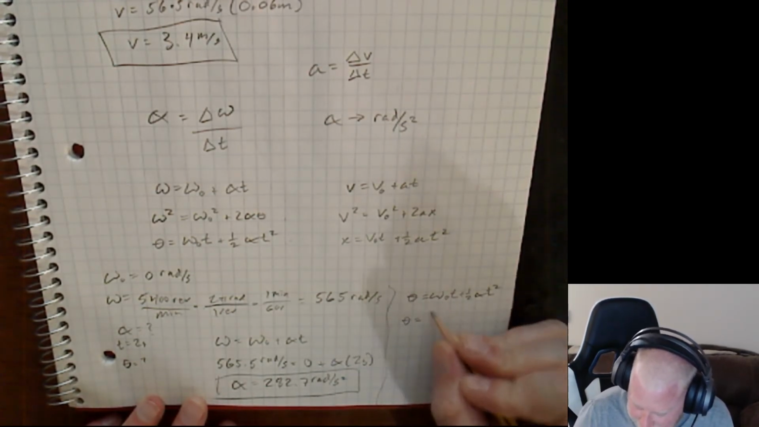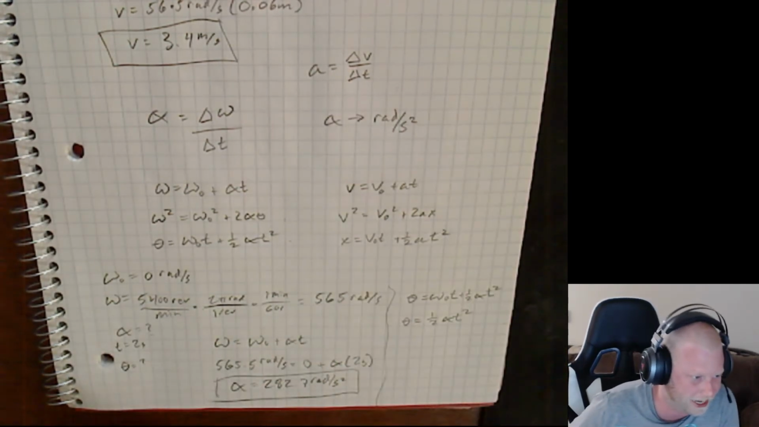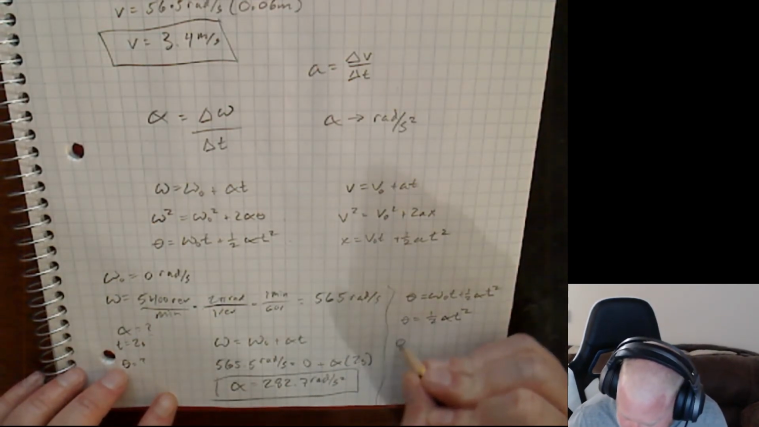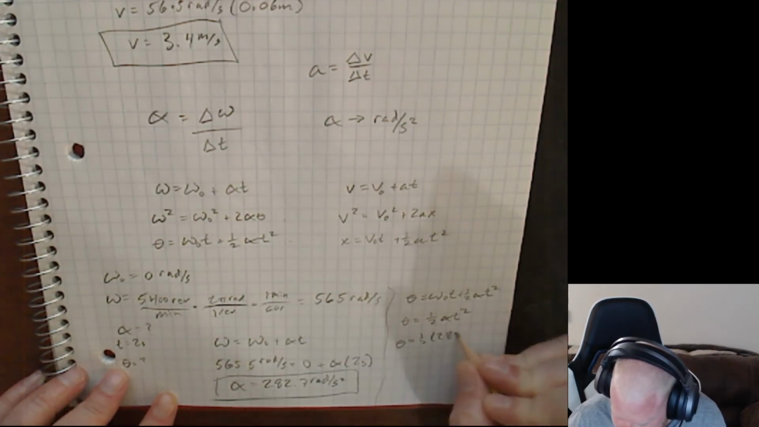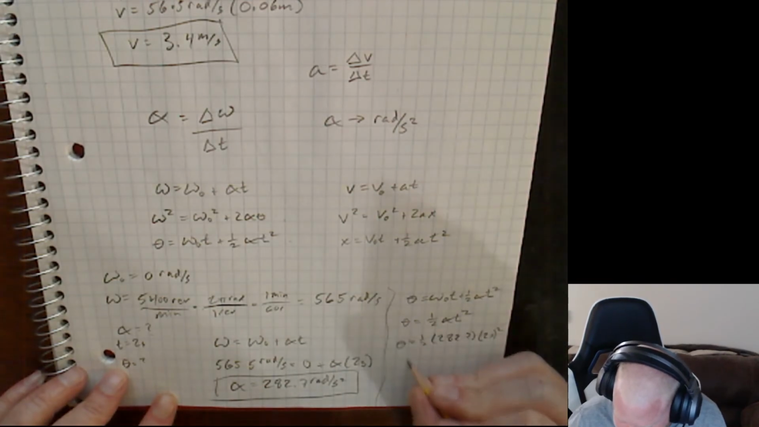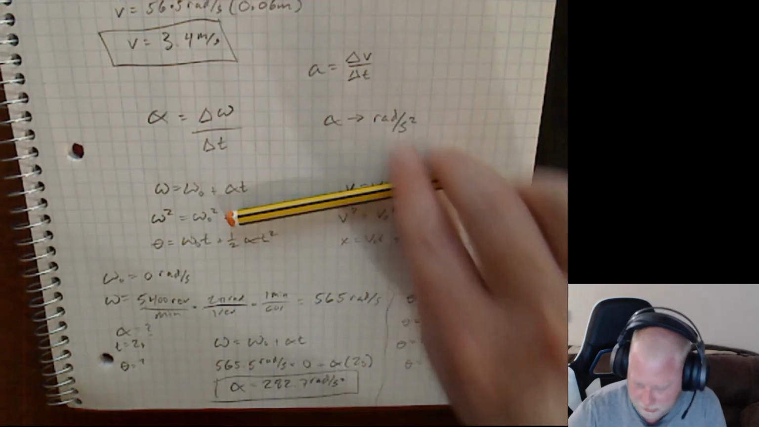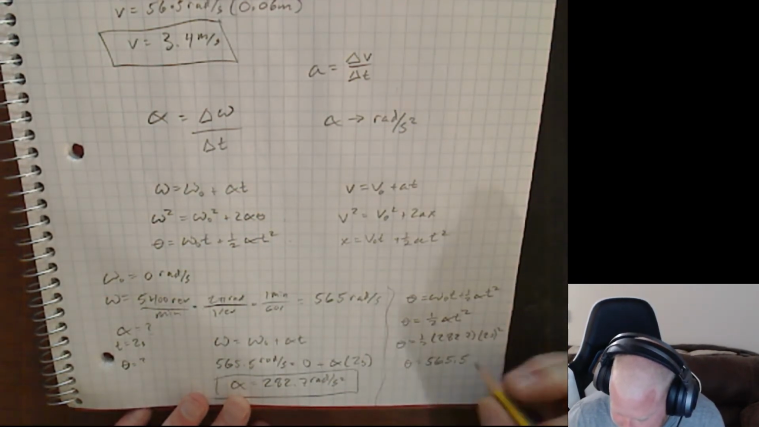If omega naught is 0, then your angular displacement equals 1/2 of your angular acceleration times time squared. So theta equals 1/2 of 282.7 times 2 seconds squared. So theta comes out to 565.5 radians.